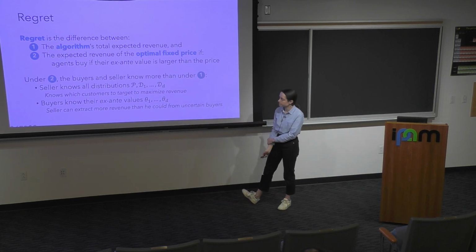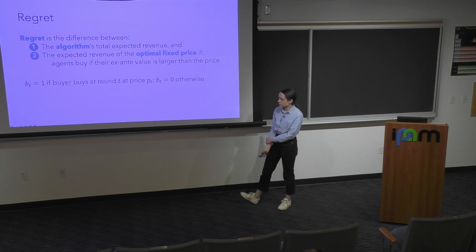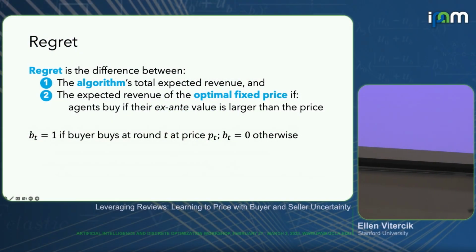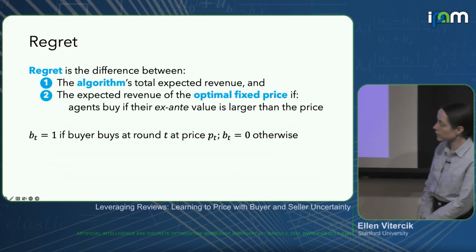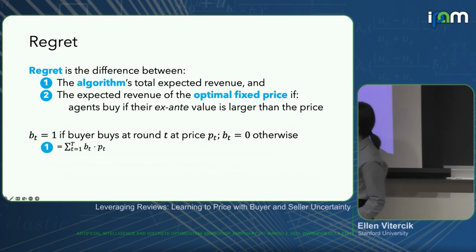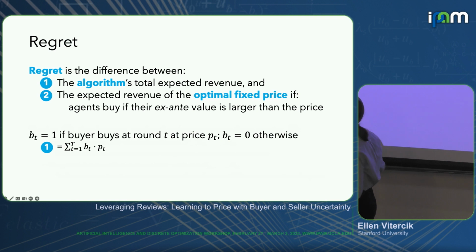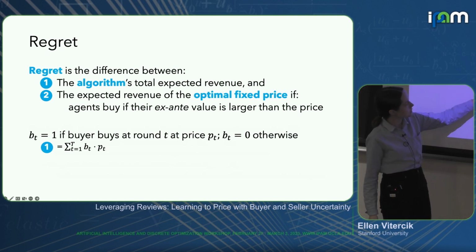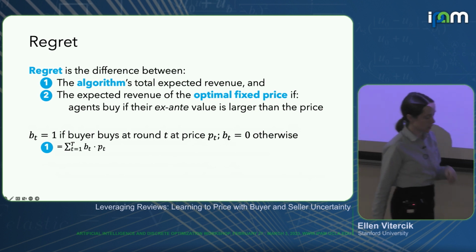So just to write this mathematically, let's say that B_t is 1 if the buyer buys at round t at the price P_t, and B_t is 0 otherwise. Then we can write 1, the algorithm's total expected value. I guess there should be an expectation here, but it would be the sum over all rounds of B_t times the price you set.